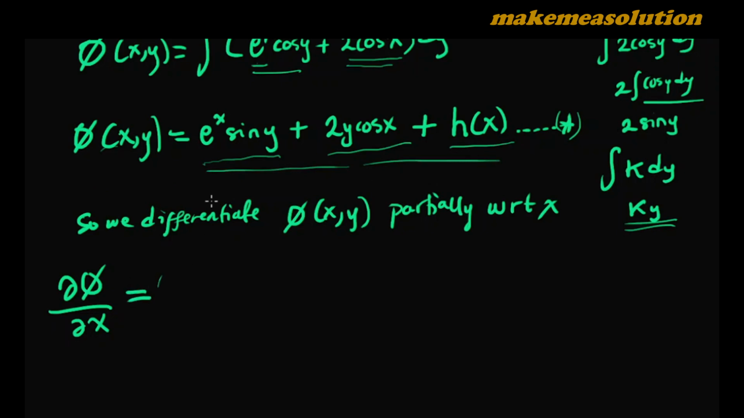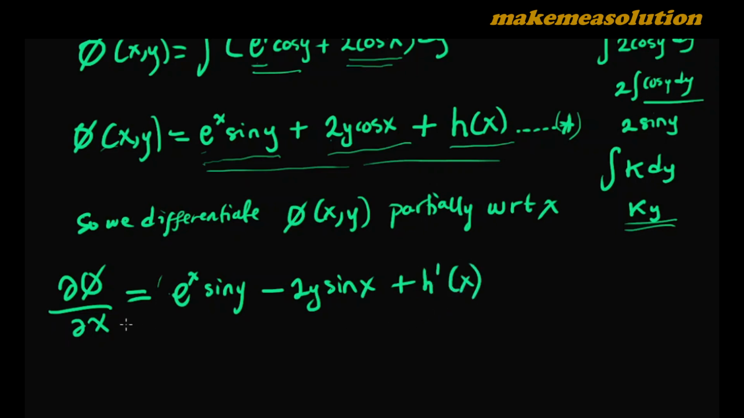So if we differentiate it, starting with this term, since sin y is a constant, and when you differentiate exponential x, you will still get exponential x. So sin y stays as it is. Then when you differentiate this particular term, 2y cos x, with respect to x partially, y is a constant, so it will stay untouched. 2 is a constant, so it will stay untouched. When you differentiate cos x, you get minus sin x, so you get minus 2y sin x. Then when you differentiate h of x, you're going to get h prime of x.